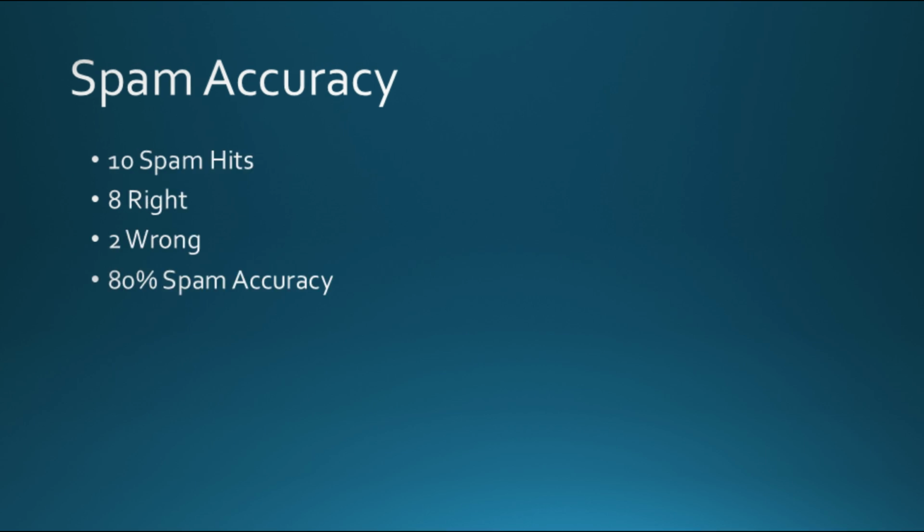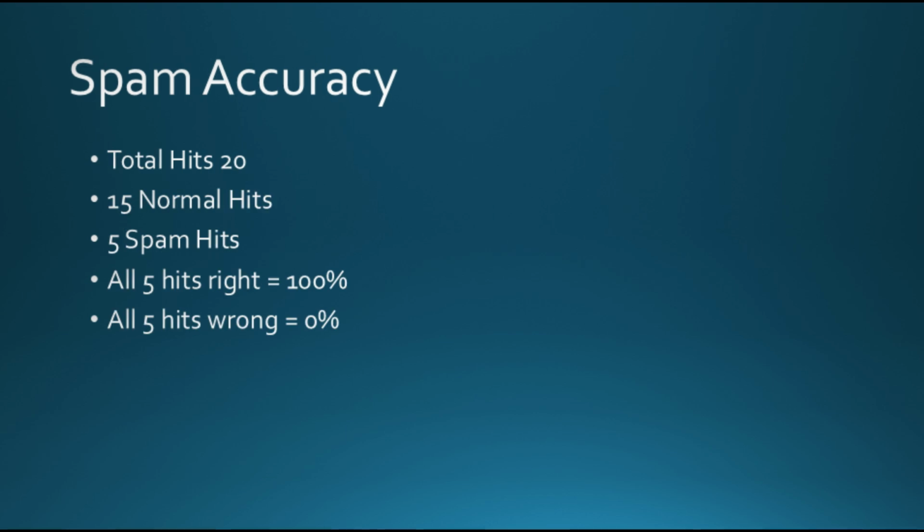Now how is your spam accuracy measured? Your spam accuracy will be measured on the basis of how many spam hits you faced. For example, you faced 10 spam hits and you got 8 right and 2 wrong. Then your spam accuracy will be 80%. And one thing to keep in mind is that your spam accuracy is measured with only spam hits, not with normal hits. For example, you got 20 hits in total. 15 of them were normal hits and 5 of them were spam hits. Now your spam accuracy will be measured by those 5 spam hits. If you did all those 5 hits right, then your spam accuracy will be 100%.